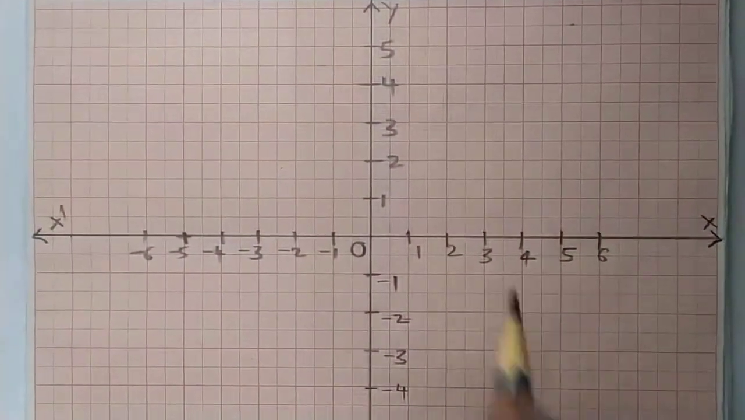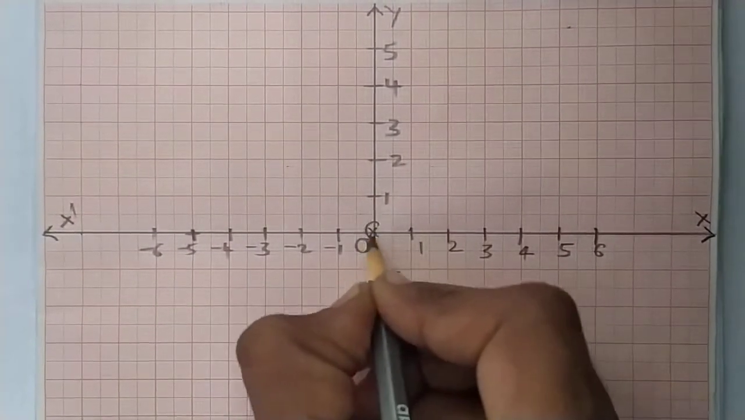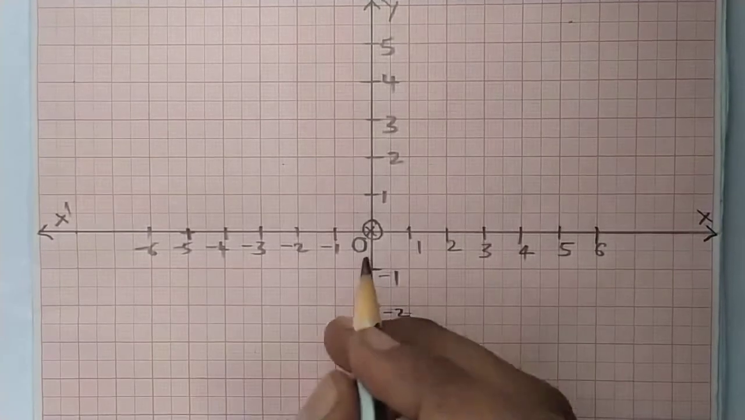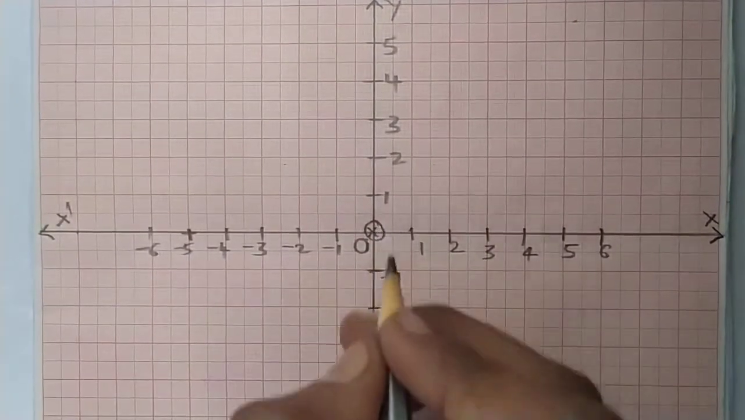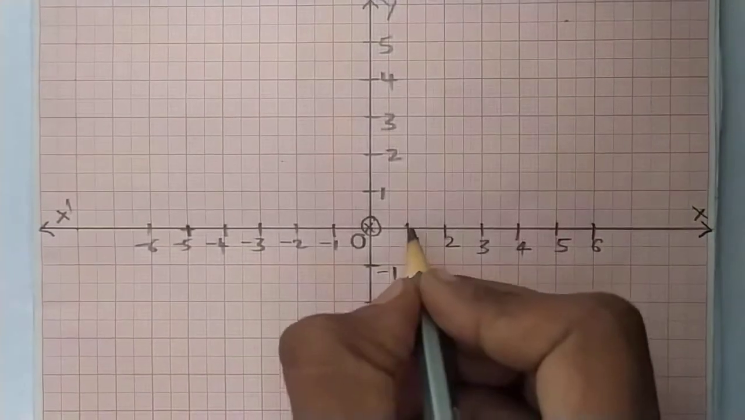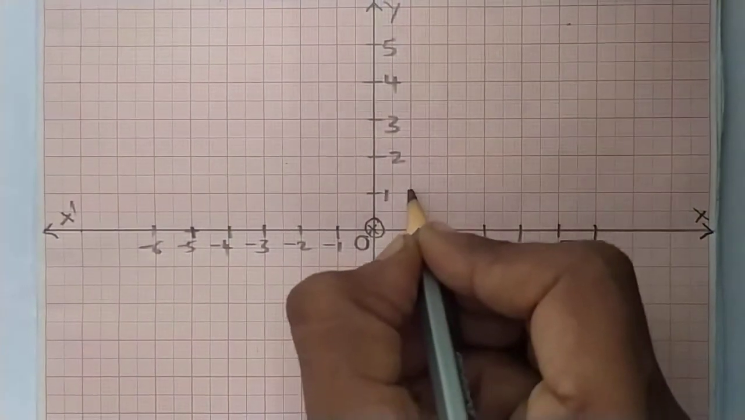You just observe the table. If x equals 0, f of x is also 0. f of x is nothing but y. If x equals 1, y is also 1.